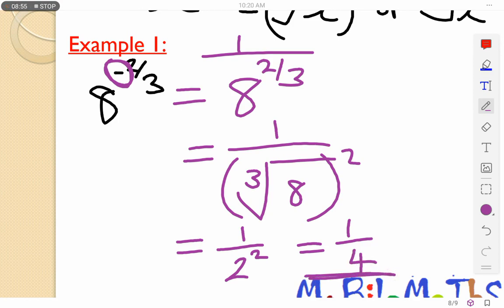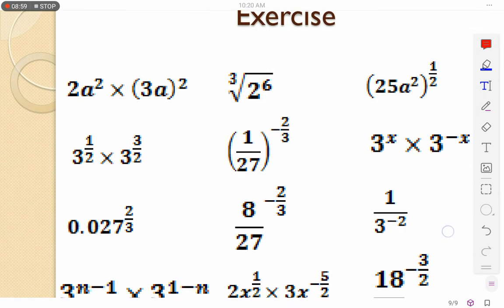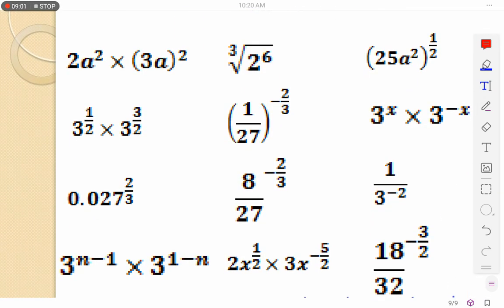If you have any questions, ask. If you have no questions, you can have a look at some of these examples. They shouldn't confuse you. Where we have negatives, you simply have to first of all deal with the negative signs, then you look at the other parts later on. Okay, don't be confused.